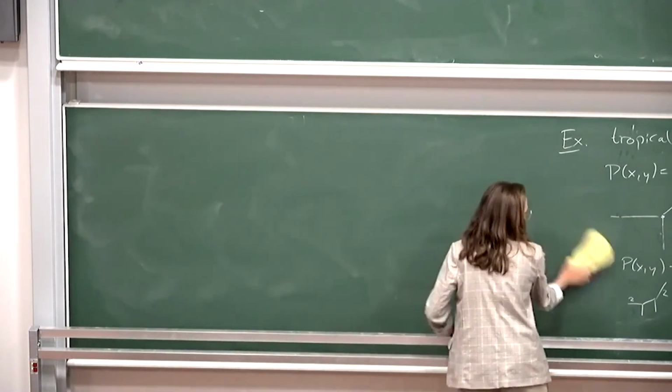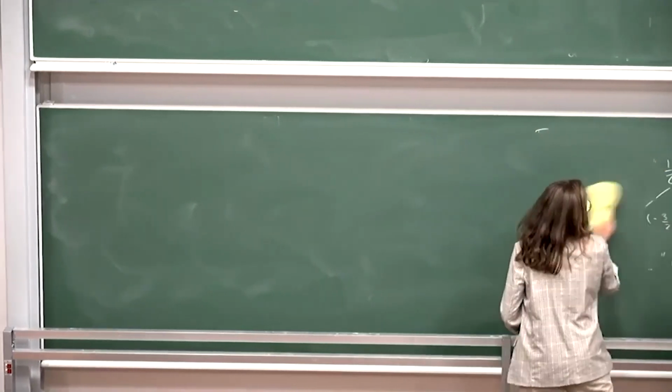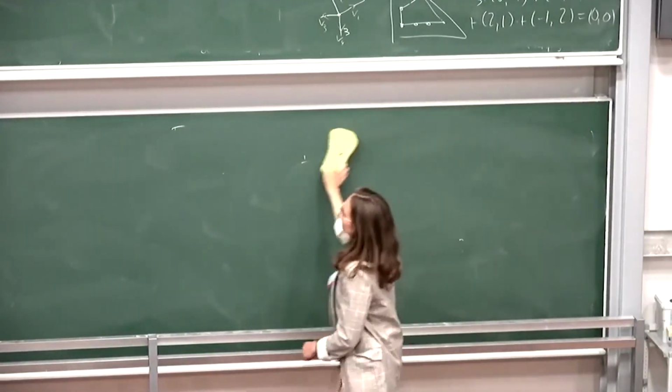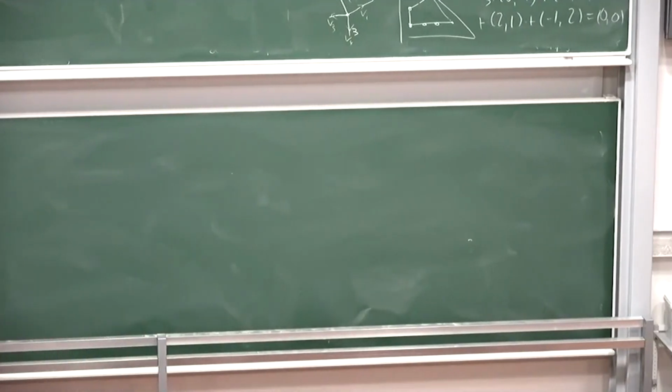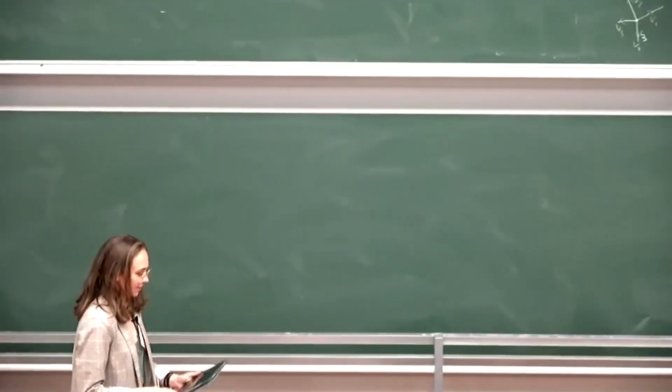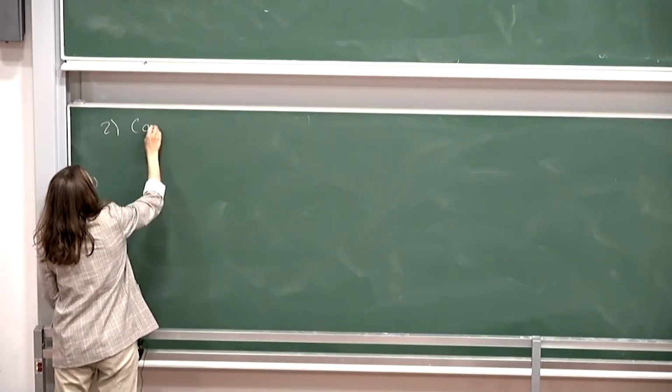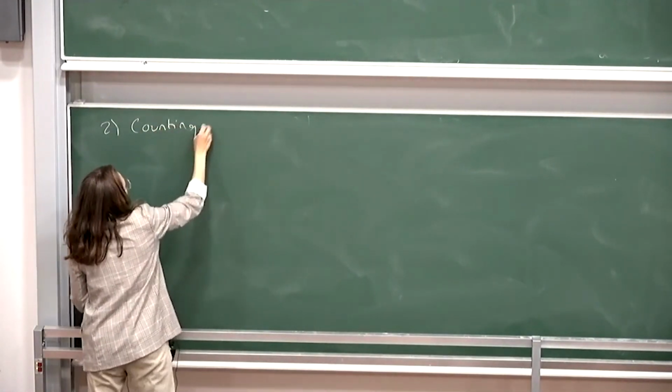So why did I do all this? I want to count algebraic curves, and I claim that counting tropical curves is much easier. So here's why.